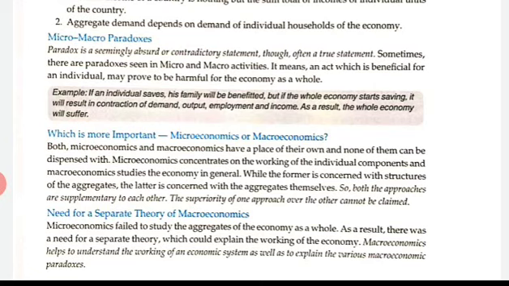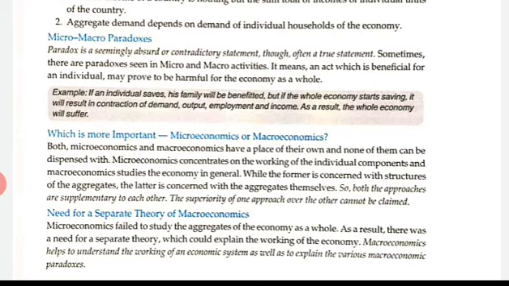Supplementary means they should supplement each other. For example, ink and pen: suppose in a pen there is no ink, how are you going to write? So like that they are supplementing each other. Like that only, your micro and macroeconomics supplement each other. So you can't say that this one is superior and another one is inferior. The superiority of one approach over another cannot be claimed.